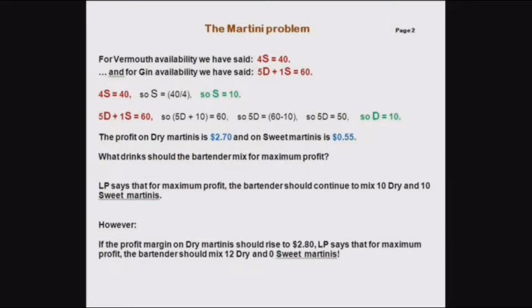For the record, LP says that the bartender should continue to make 10 dry martinis and 10 sweet martinis, and will use up all of the gin and all of the vermouth. However, if the profit margin on dry martinis is $2.80, LP says that the bartender should make 12 dry martinis and 0 sweet martinis, and the vermouth will be left untouched.